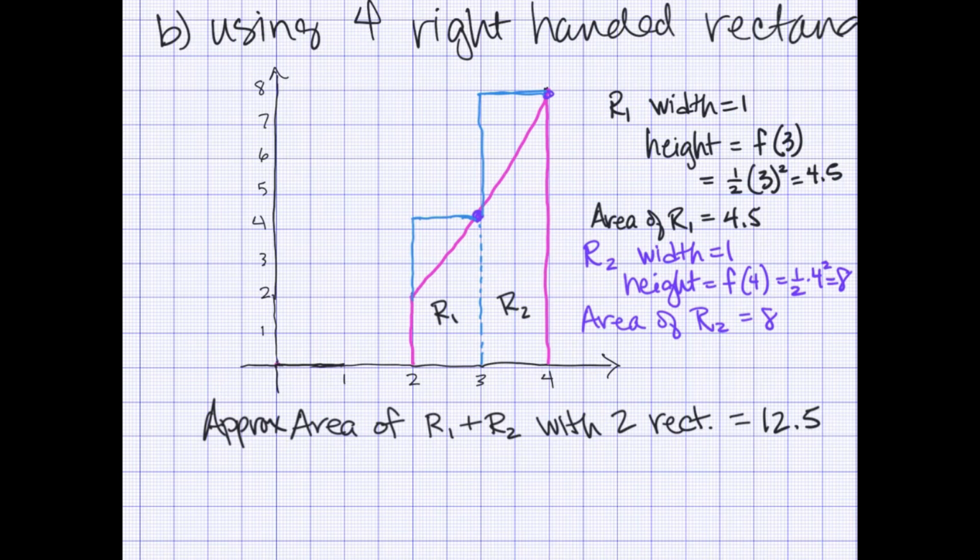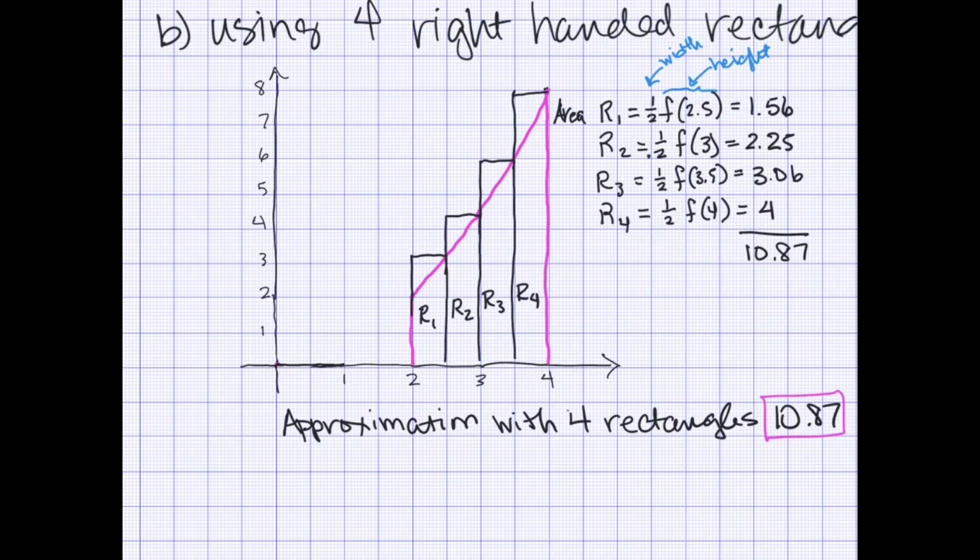So we put that function value in to get the height of the rectangles. We multiply the height times the width to get the area of a rectangle. And then we add those two rectangle areas together to get an approximation, which is 12.5. And we know that that's too big because we can see those big areas above the pink line inside the rectangles that we're overestimating by.